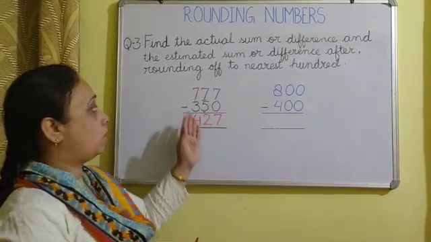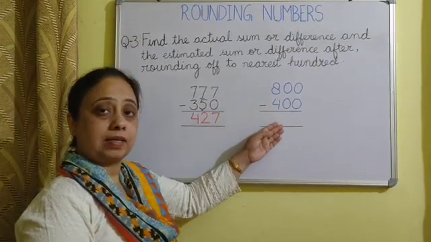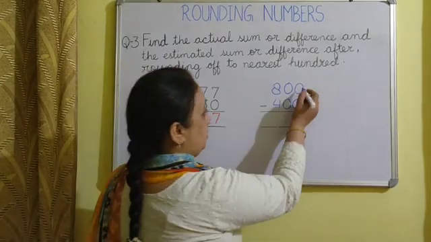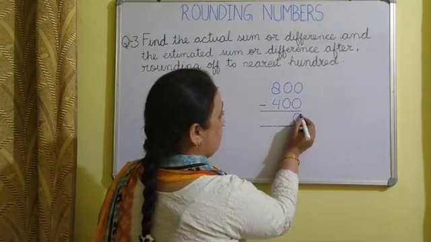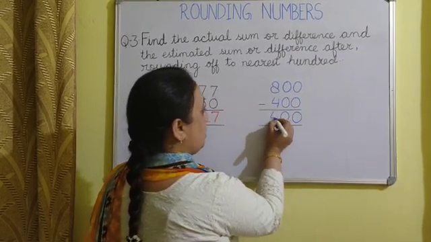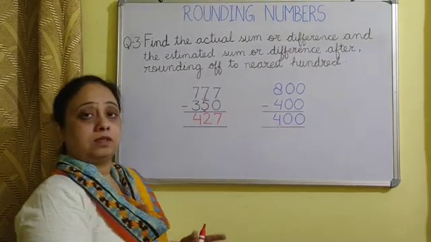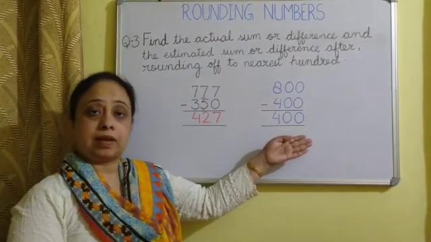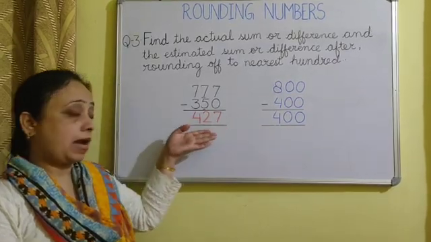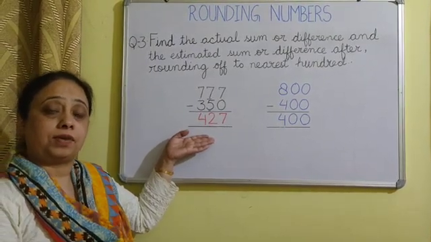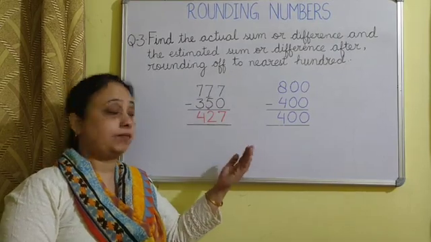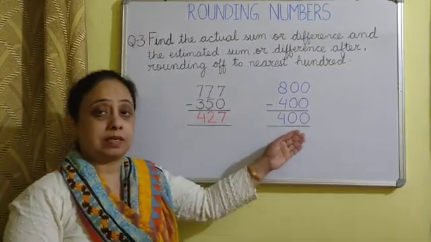Now after rounding off these two numbers, we again have to find the difference. That is our estimated difference. 0 minus 0 is 0. 0 minus 0 is 0. 8 minus 4 is 4. So after rounding off, the estimated difference is 400, and our actual difference, that is before rounding off, is 427. So there is a difference between the actual and the estimated value.